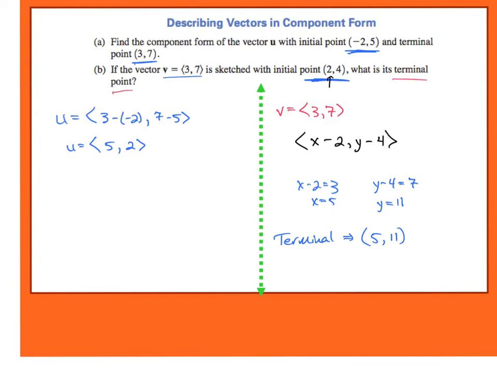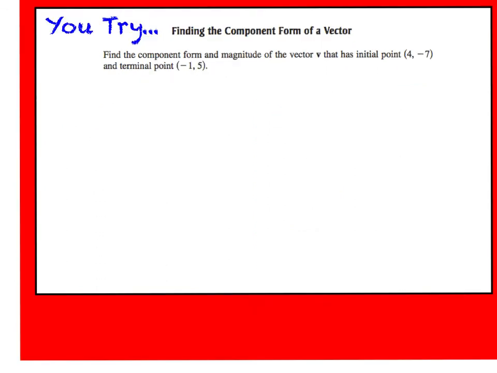What if they gave me my terminal and they didn't give me my initial? Then it would be like 2 minus x. You following me? Then 4 minus y. Okay, so it would be just flipped a little bit. All right, pretty good? It's always what? Terminal minus the initial.